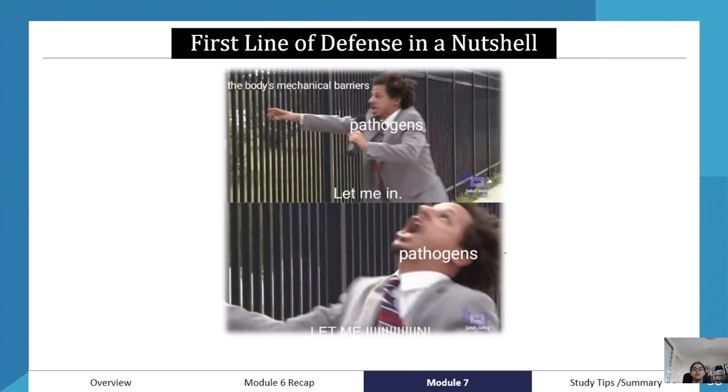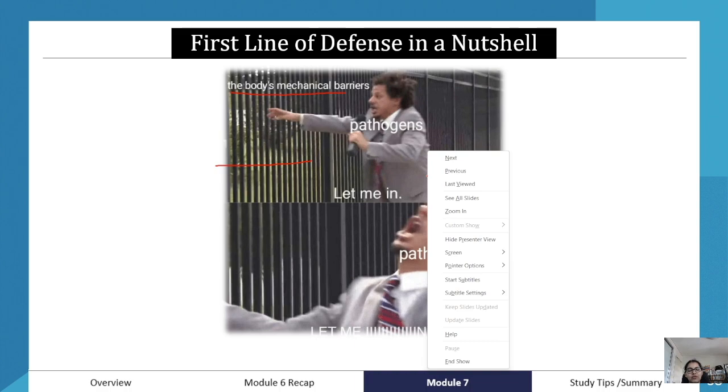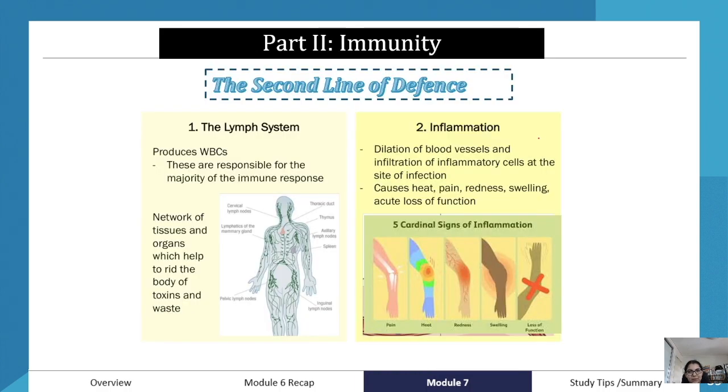Okay, so we now look at basically the first line of defense. In a nutshell, we've got the body's mechanical barriers. Here's a pathogen trying to get in, "let me in," but it's finding it hard. Obviously we know that they do tend to make it in sometimes, but most of the time the mechanical barriers do a pretty good job of protecting the body.